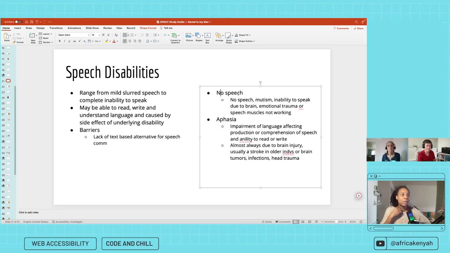And then we have things like aphasia, where it's an impairment of a language affecting production or comprehension of speech and an inability to read or write. That's usually always due to brain injury, usually stroke or older individuals or brain tumors, infections, and head trauma.